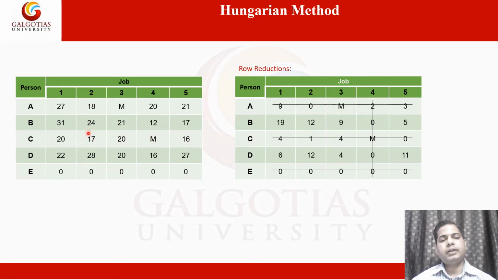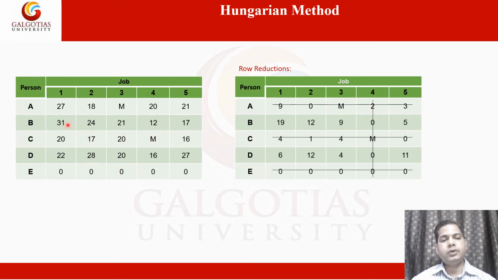Now we will apply the row deduction step on this table. In the first row, the minimum element is 18. So 18 will be subtracted from each and every element of this row. So 27 minus 18 is 9. 18 minus 18 is 0. M will remain the same. 20 minus 18 is 2. 21 minus 18 is 3. So this is my first row.